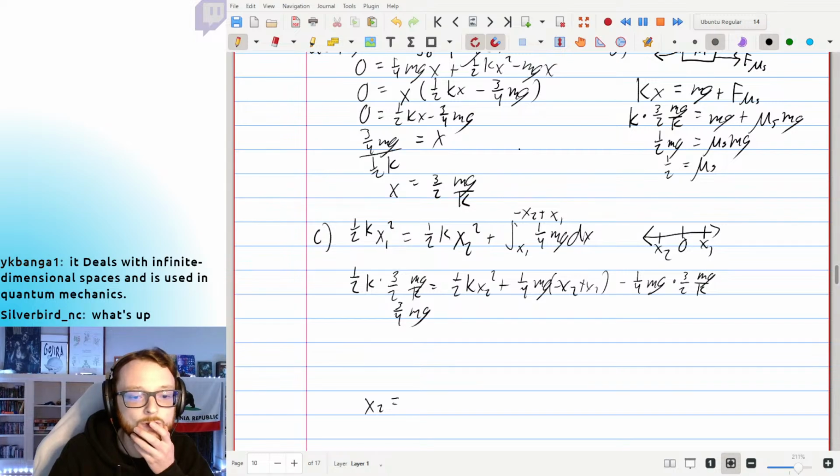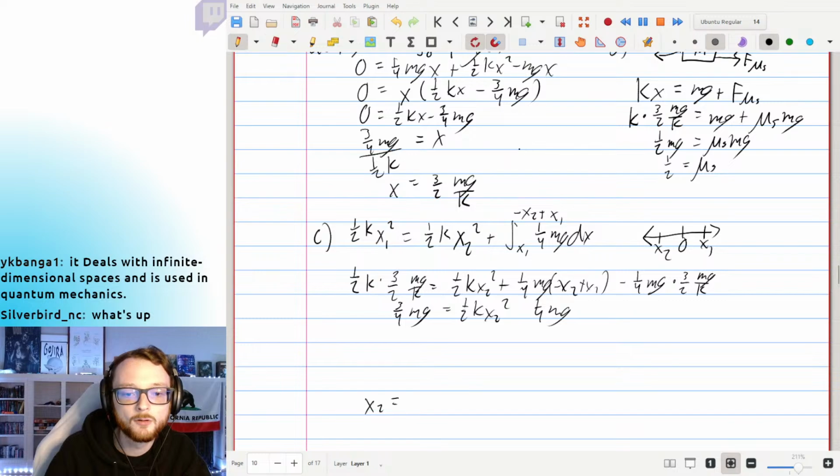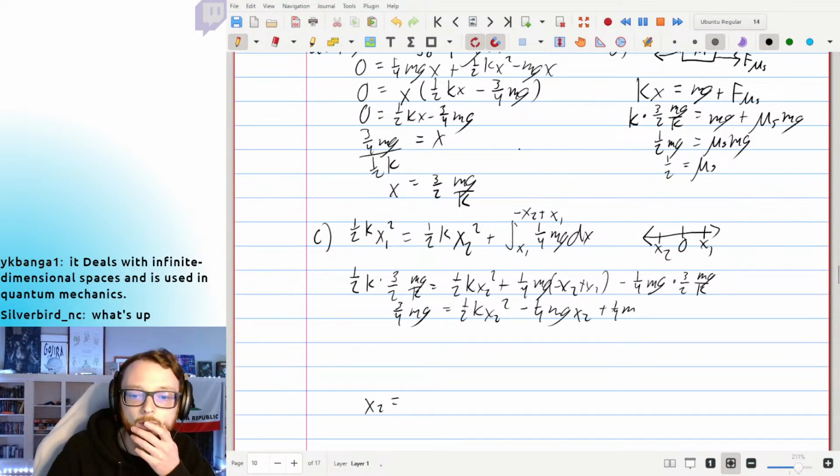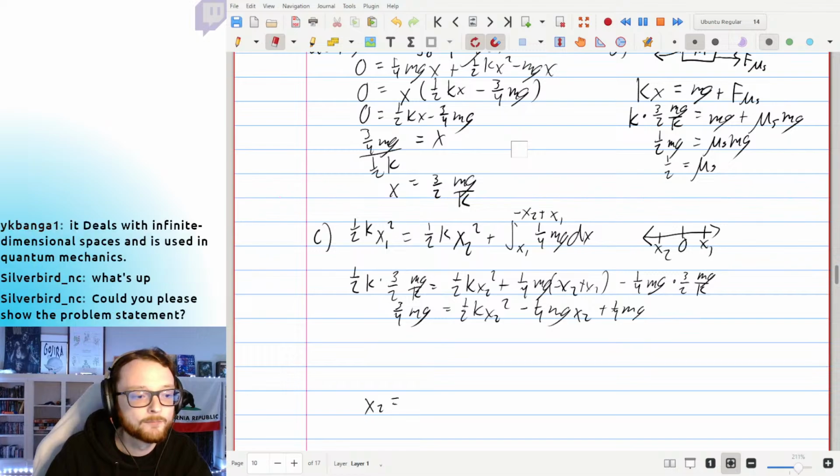3/4 mg, 1/2 k x2 squared, 1/4 mg x2 plus 1/4 mg x1, minus in x1 we know. Oh, this is a mechanics one that I'm working on.